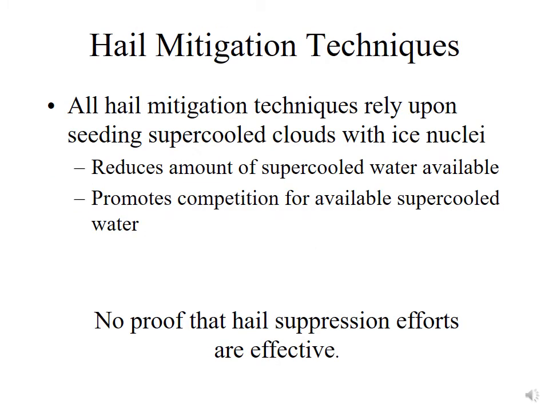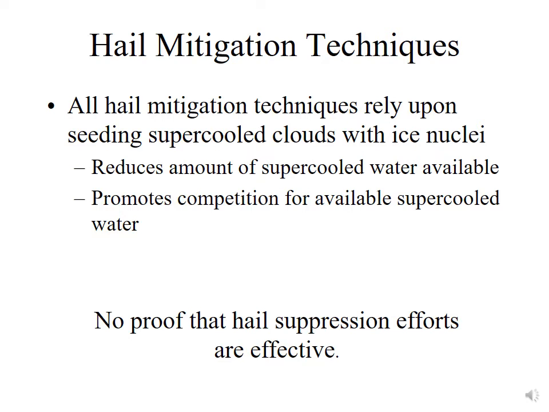So what might you do to mitigate hail? Well, all hail mitigation techniques basically rely on seeding supercooled clouds with ice nuclei. The reason they try to do that is because the way that we get the growth of the hail on the graupel embryos is that graupel moves through the area of supercooled droplets. If you don't have supercooled droplets, then you're not going to have hail growth. So by injecting ice nuclei into the supercooled region of the cloud, it will reduce the amount of supercooled water that's available and should theoretically reduce the amount of hail that forms.